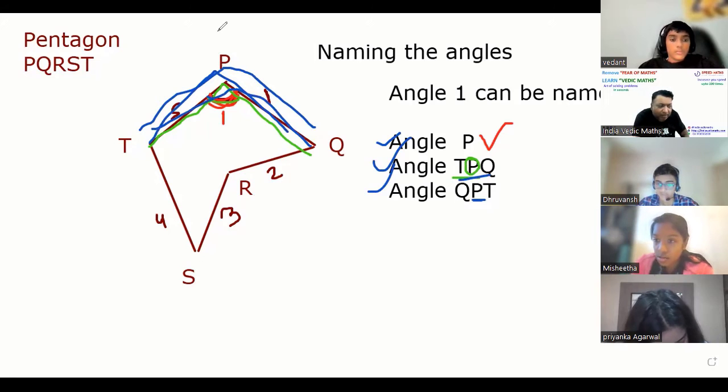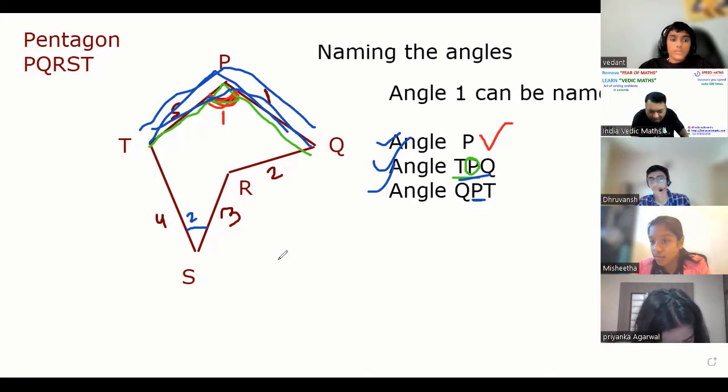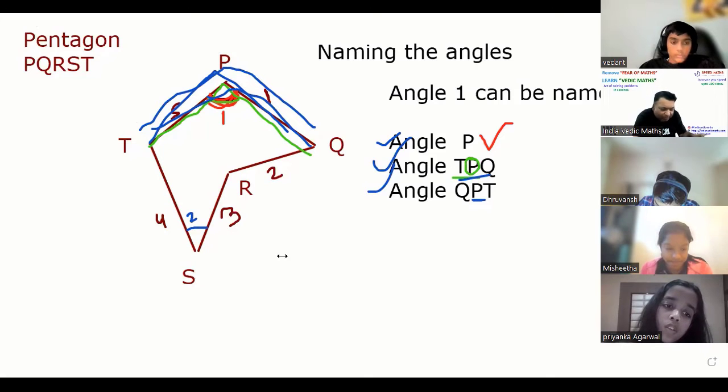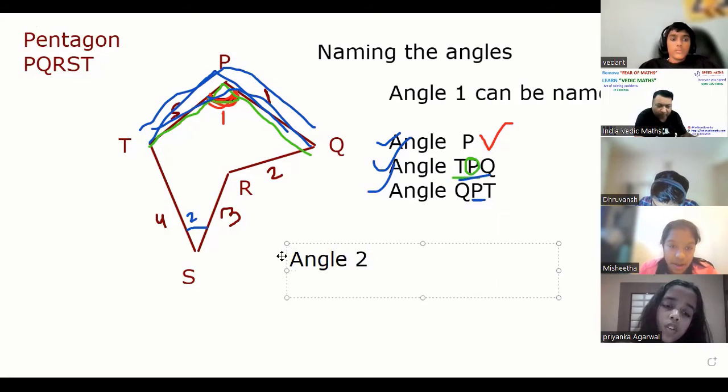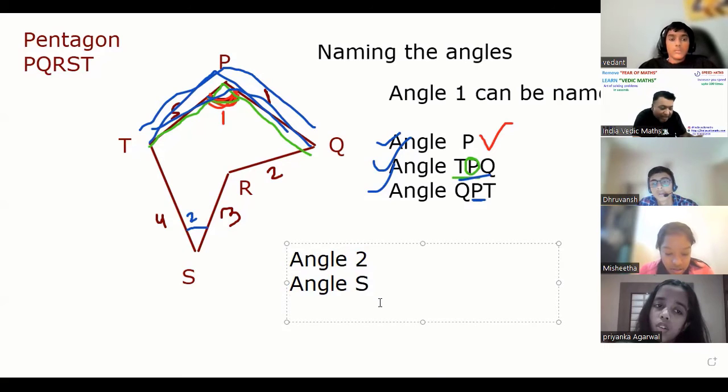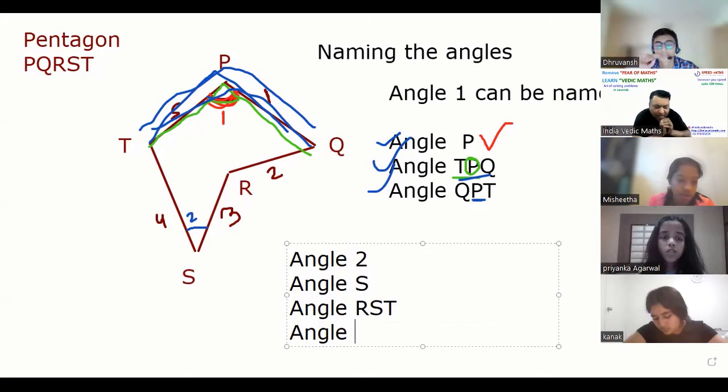I'll give one more example. Suppose an angle S. Tell me, Nishita, what is the name of angle 2? First is angle S. What other name? I wrote in blue, see this one. RST. Angle RST. Any other name? Priyanka, any other name?